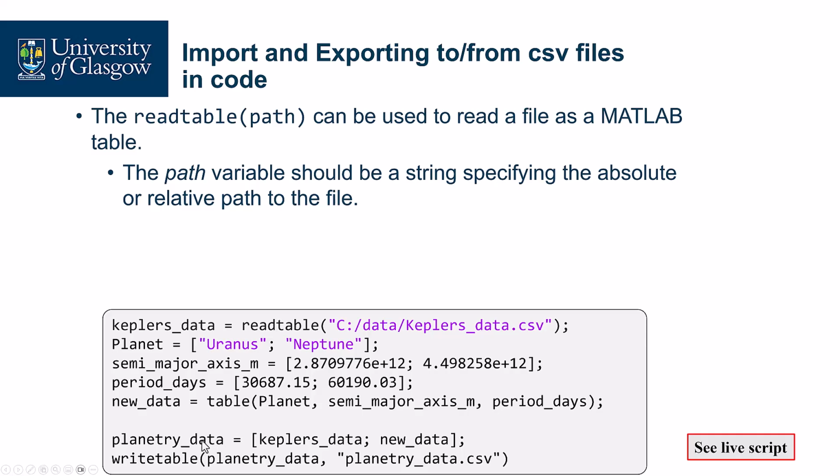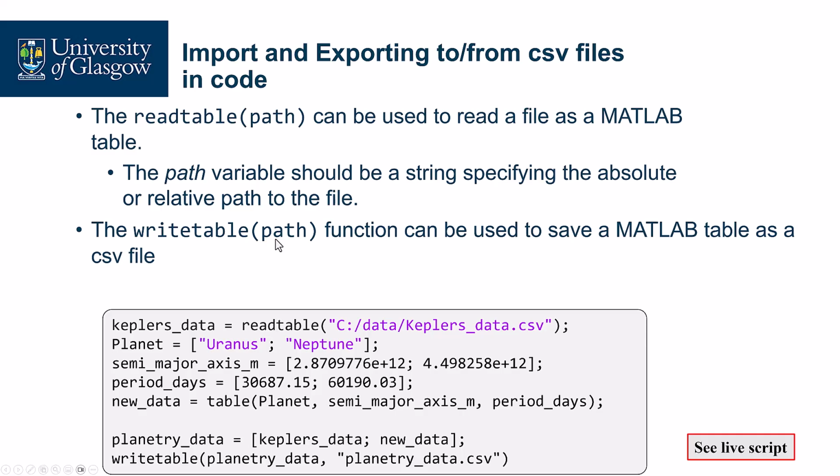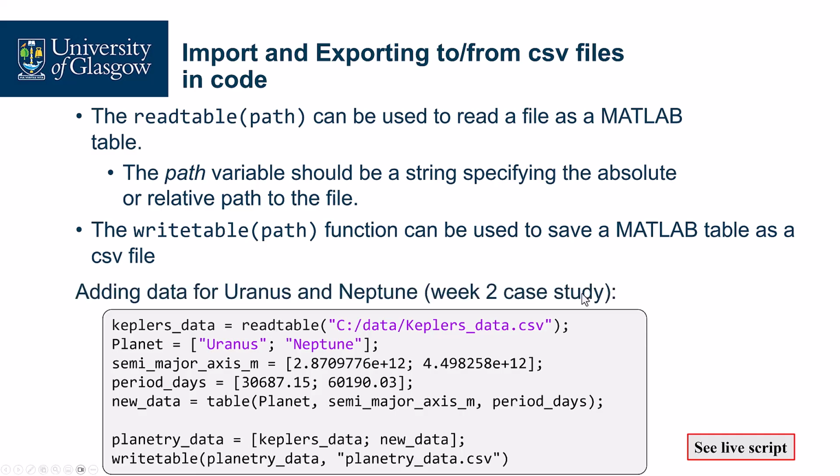Okay, I want to export this one to an external file called planetaryData.csv. The function I use is the writetable function. So I can use this to write this data to this .csv file. Because I didn't provide the path, the file should appear in the current folder, right? You can see the live script for more details.